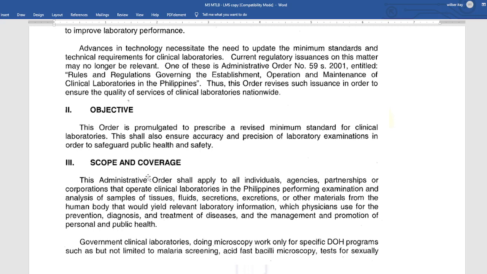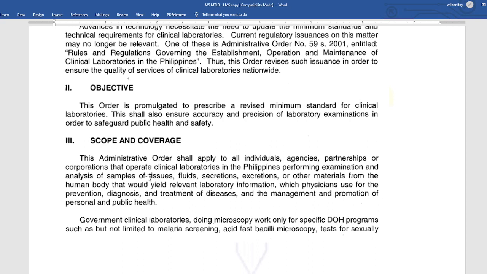So what is covered by this law? As long as a laboratory provides test results for the diagnosis or management of patients, they are under the rules and regulations of this law. Lahat, either public man yan or private. As long as they perform examinations in which physicians use it in their prevention, diagnosis, and treatment and management or promotion of personal and public health, they are covered by this law. But there are exemptions.